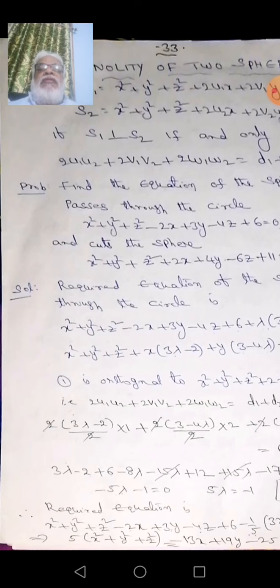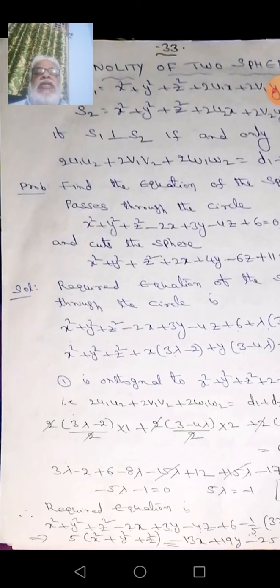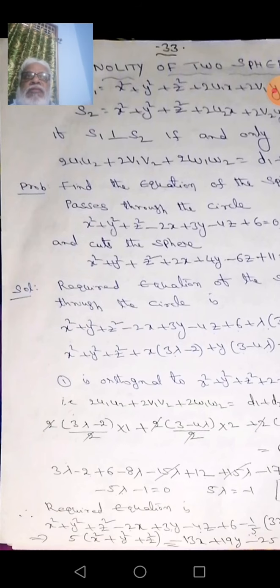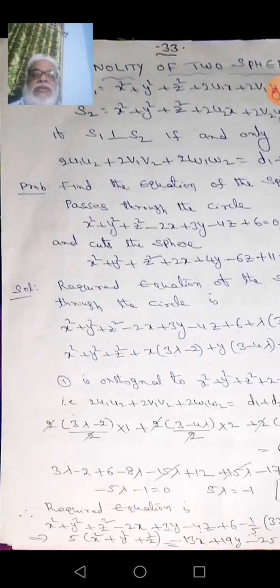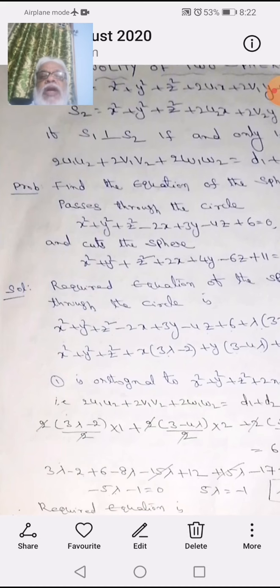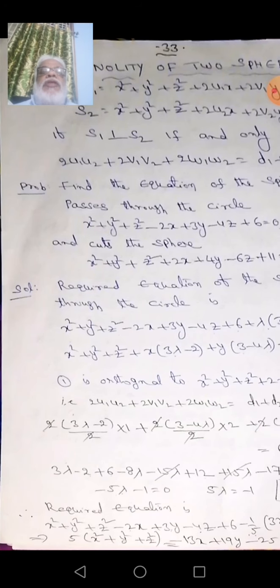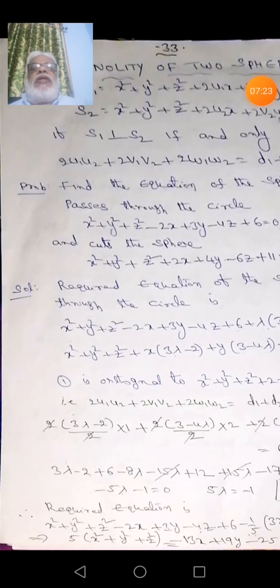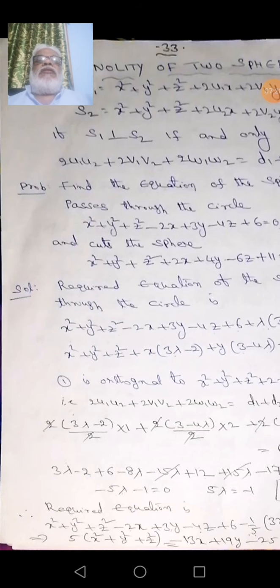Here, what conditions are given? One is passing through the circle and another one is orthogonal to the one sphere. By these two conditions we solve for the value of lambda in S plus lambda is equal to 0. We get the value of lambda, minus lambda is equal to minus 1 by 5, and substitute it in the given equation. So this is one example.